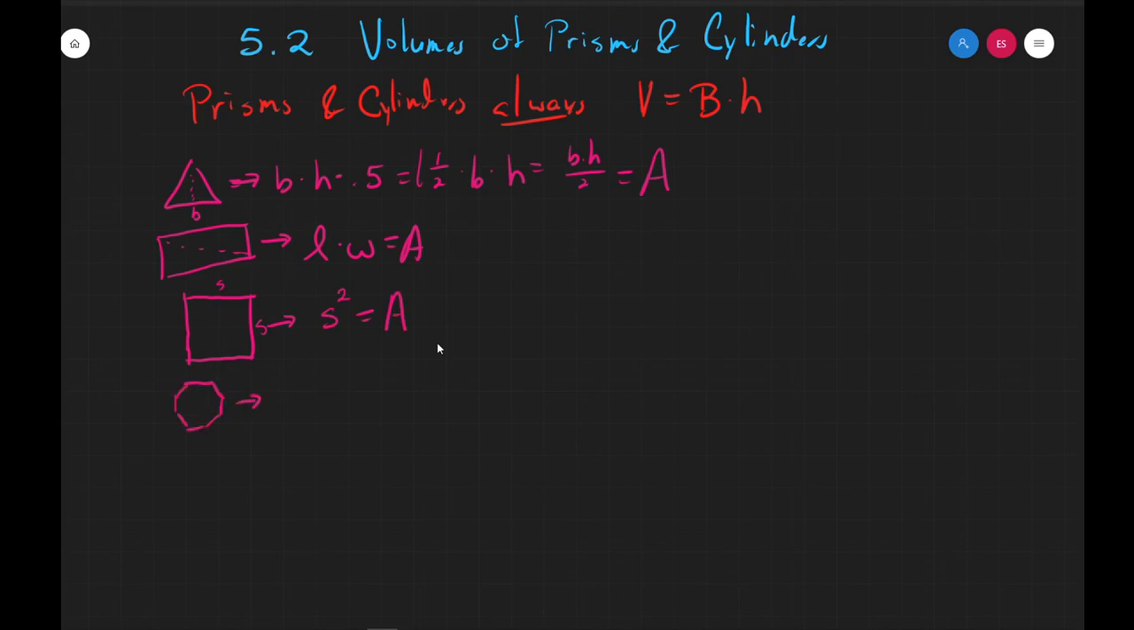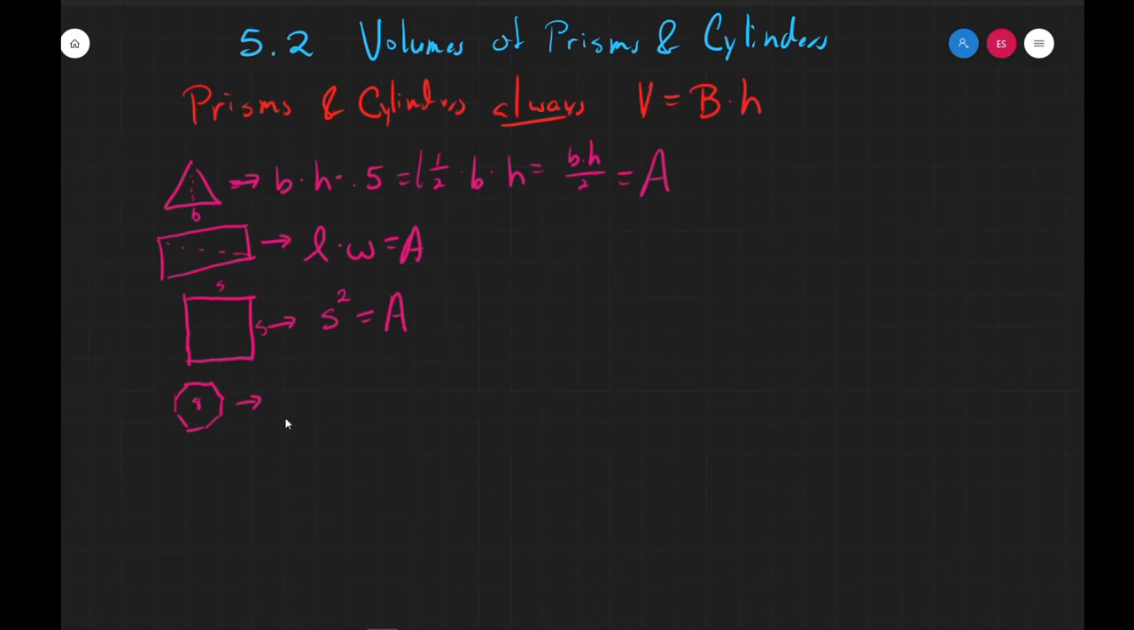So a shape you might not be familiar with how to find the area of, because you haven't had the tools to do it, would be the area of a regular shape. So like this would be an octagon. If you have a regular shape, where you have the same angles, same side lengths for the entire shape, you would use the following formula.